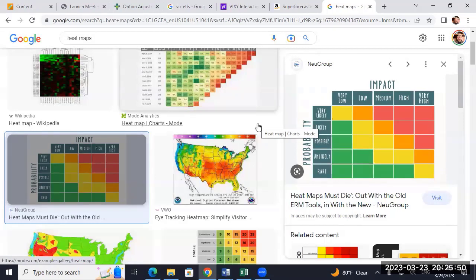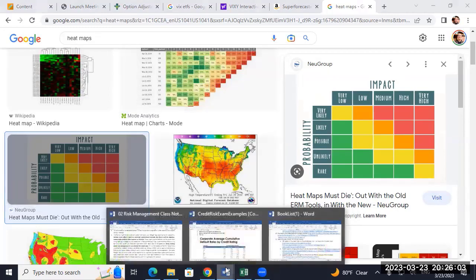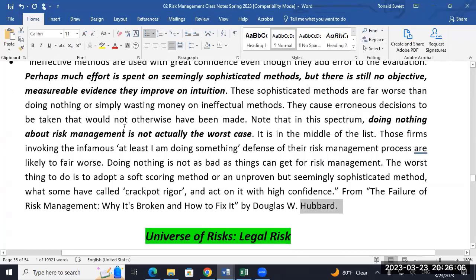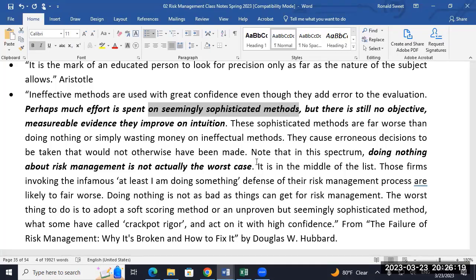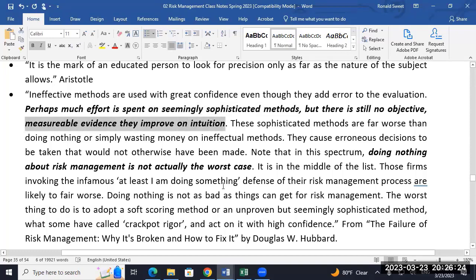But that's the heat map. I have people get really upset because they use heat maps at their company. USAA uses them. Valero, I think, uses them. And they're very defensive of these things, but I'm just letting you know Hubbard doesn't like them. I won't tell you that I think they're useless. I'll hide that from you, but perhaps much effort is spent on seemingly sophisticated methods. And it does seem really sophisticated because you're collecting all this data and you put it in these spreadsheets, but there's still no objective measurable evidence. And this is the key for him. I'm going to have you watch some videos with Hubbard, and I think this is really key for him.